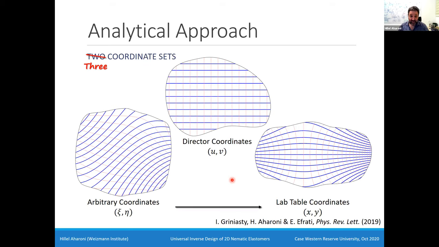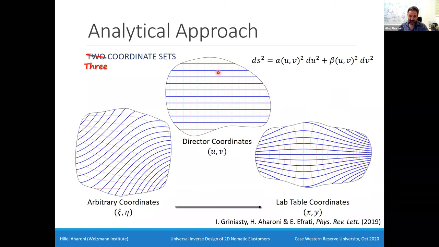Now I could write the metric tensor in the UV coordinates and, exactly for that reason, it will have scale factors, alpha and beta. So alpha is the thing that relates distances in the U coordinates to actual distances in the geometry. And beta does the same for the V coordinates. Now, since my coordinate system is by construction orthogonal, I don't have a du dv term. I only have the du squared term and the dv squared term.